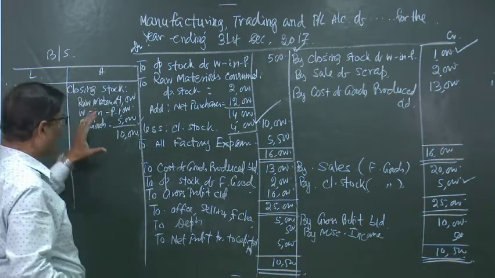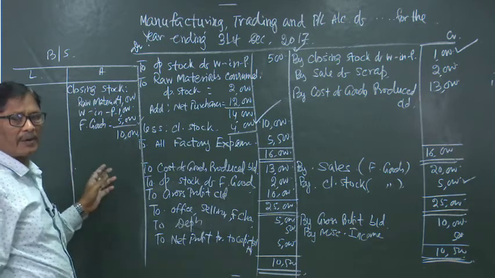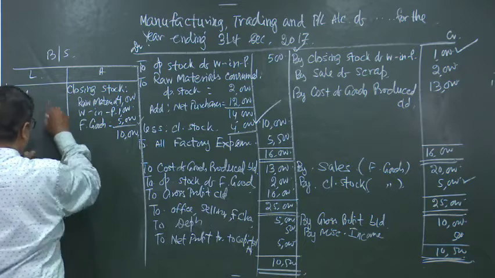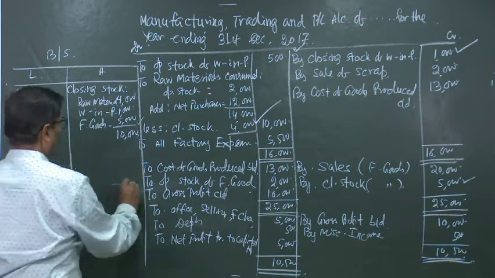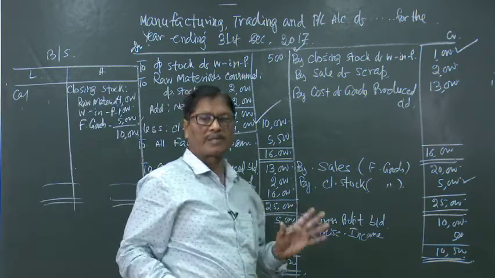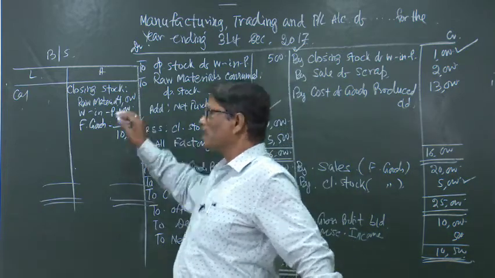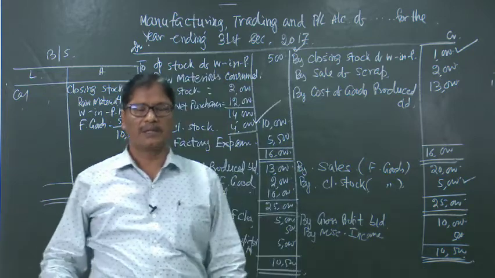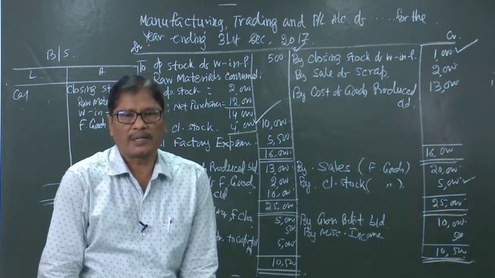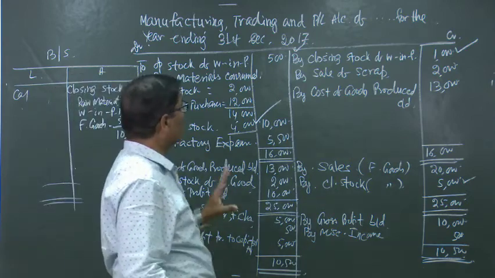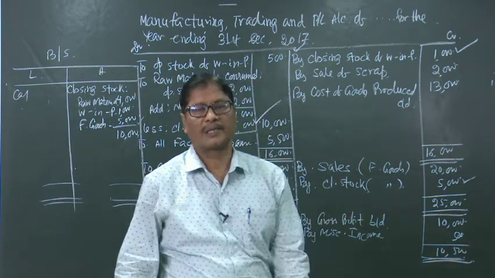Excepting that, all the other assets which were there previously in our trading concern, that will be here. Similarly, the capital, add net profit, etc. will be there, then it will be total. There will be no change excepting this thing. So, only this thing you should be aware of, that the closing stock will comprise of three things, that is raw material, work in progress, and again the finished goods. So, this is regarding your manufacturing account.